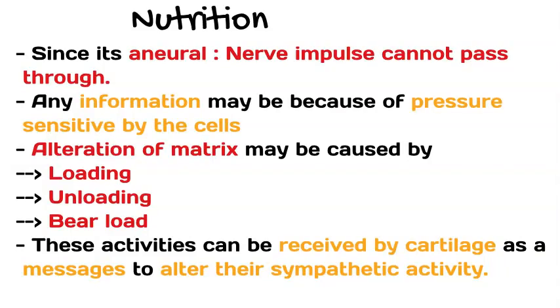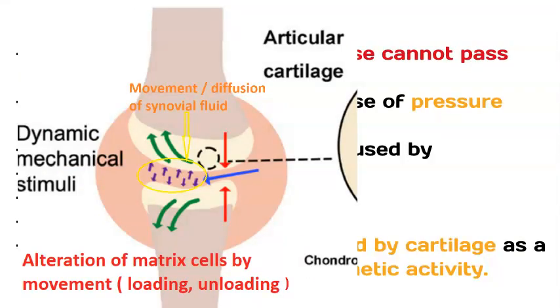This picture illustrates the articular cartilage. The dynamic mechanical stimuli occur. There will be alteration of matrix cells by movement, whether during loading or unloading. This movement or diffusion of synovial fluid is illustrated.